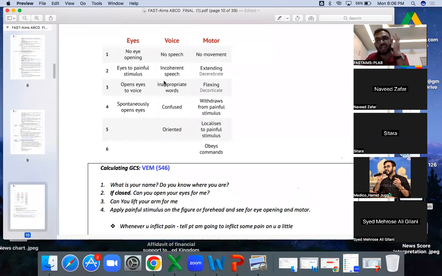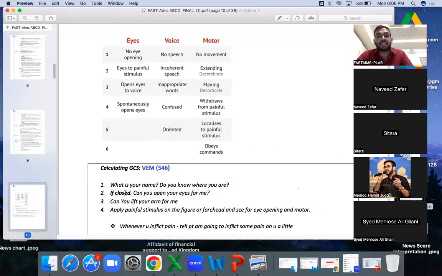So keep in your mind this example. Where are you? School or anything like that, the score is 4. If he is saying any other thing, it is 3, and below that is 2. From here you will make the score of V, voice. For example, let's suppose most of the time his score is 4. So it can be 4, it can be 3, it can be 5. He can say, okay, like you ask him, he speaks, he's oriented. So it can be 5.